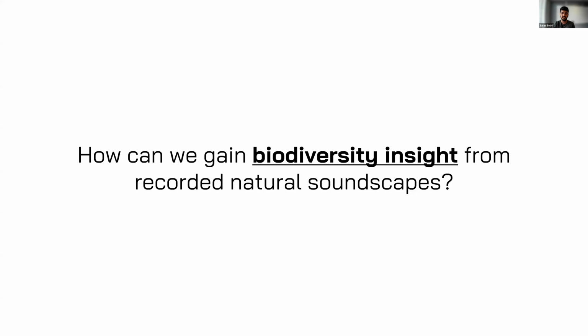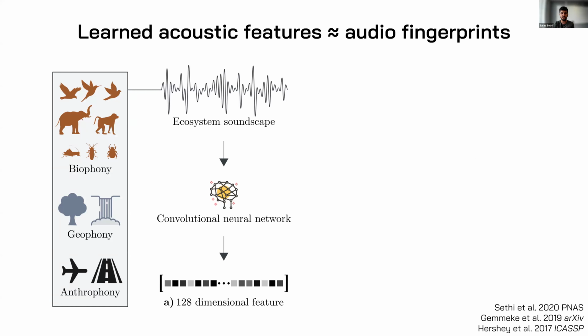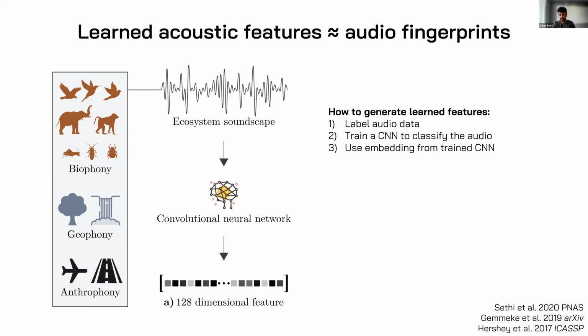So how do we gain biodiversity insight from recording natural soundscapes? And here we're going to talk about the novel approach of using learned acoustic features. I say it's novel, it's actually getting a little bit long in the tooth, so I'll go quickly over it since it's becoming more and more established recently. But the idea is that you can use a convolutional neural network to get machine learning embeddings of the soundscape, and you can use these learned features in place of the soundscape indices or the handcrafted features to monitor your soundscapes. So how do you go about doing this in practice?